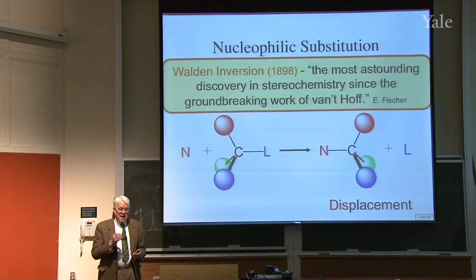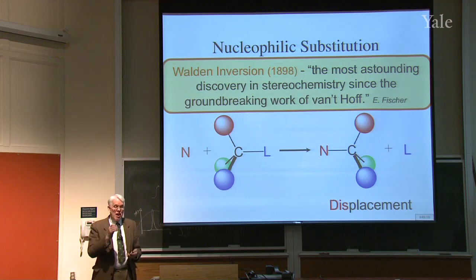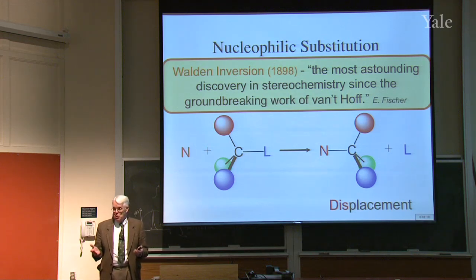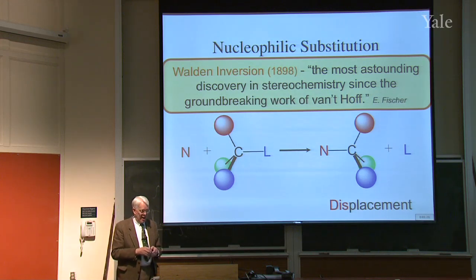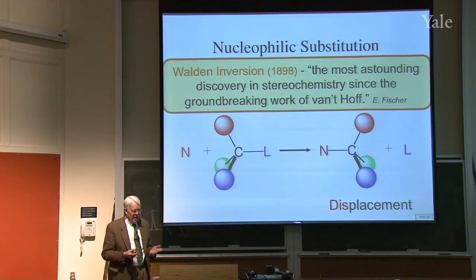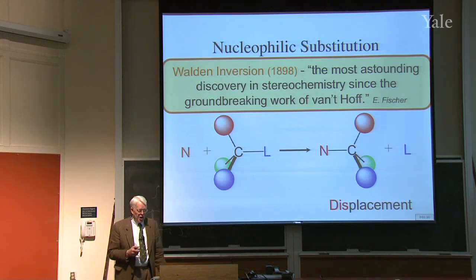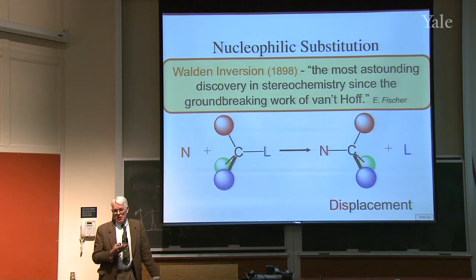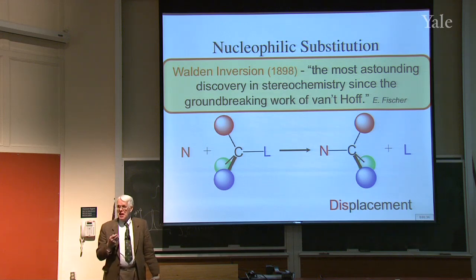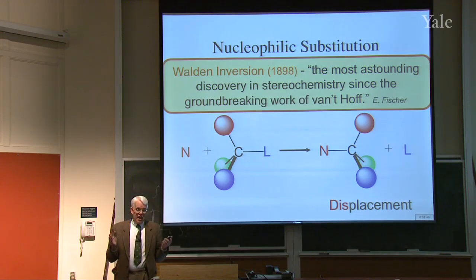So when it was found in 1898 that there was an example where it inverted the configuration, Emil Fischer, the guy who invented the Fischer projection after all, who was a big expert on stereochemistry at the turn of the century, said this was the most astounding discovery in stereochemistry since the groundbreaking work of Van 't Hoff, which was a quarter century earlier, right? So it was really astounding to these people that it could invert the stereochemistry. And they thought this weird case that showed that was just that, a weird case. But the normal case must be replacement, right? So the goal then was to find out which one was normal.